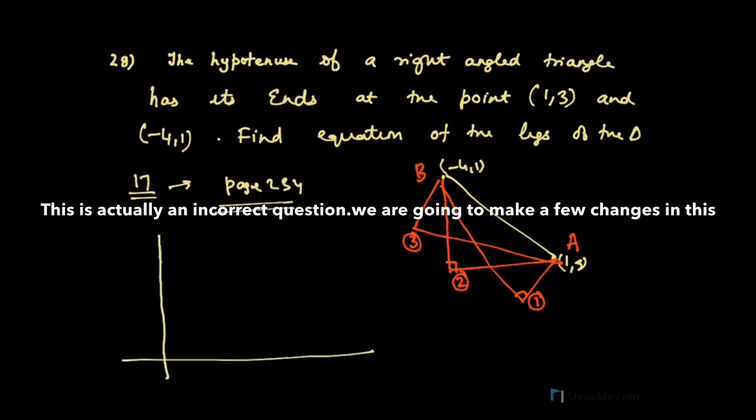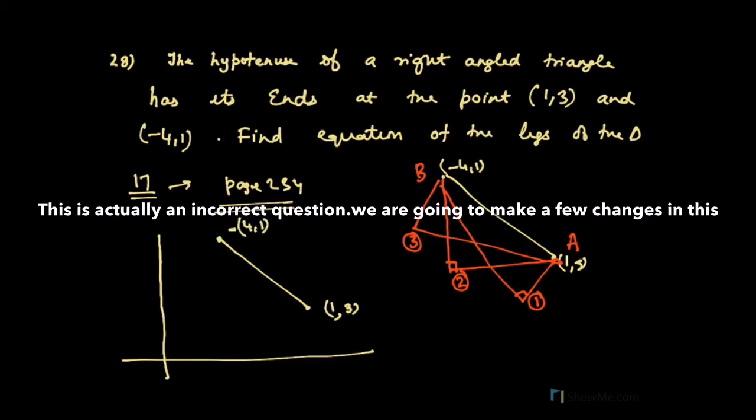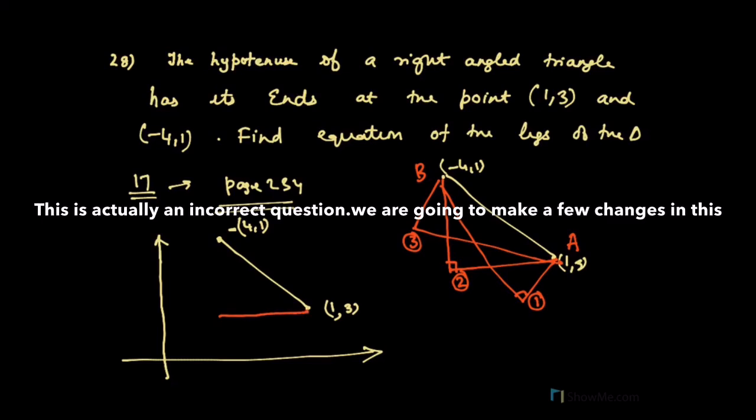So let me draw the x-axis and the y-axis. Now we have the two points (minus 4, 1) and (1, 3). Now we are going to draw two lines, one of them parallel to the x-axis, and one of them parallel to the y-axis. Parallel to the x-axis is the red line, that is one line, and parallel to the y-axis is the blue line. So we will try to find the equations of these two lines.